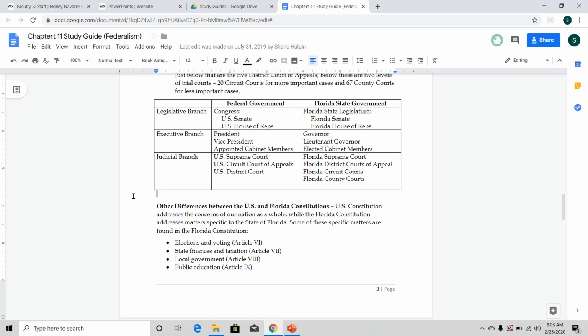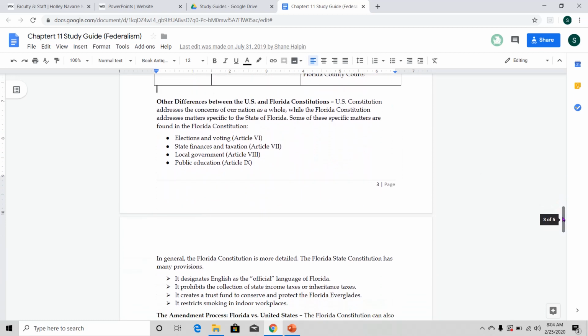So elections and voting, state finances and taxation, which Florida is well known for being a state that prohibits a state tax. And so that's why you have all these New Yorkers and Californians actually flocking to Florida. It talks about the setup of the local government and, of course, public education. Now, in the Florida Constitution, it'll actually talk about the details of universities in the state as well.